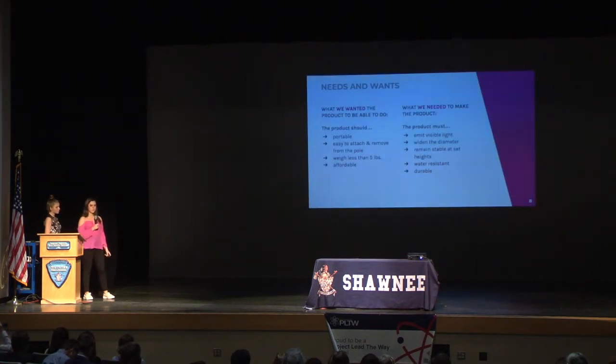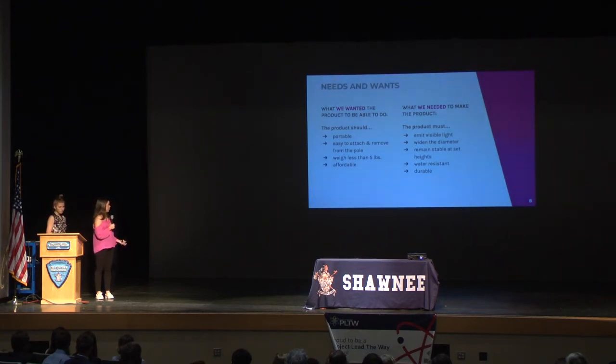So here are our needs and wants. We both agreed that it should be portable, better than carrying around the big cup, let's be honest. Easy to attach and remove from the pole, as I've repeatedly said. Way less than 5 pounds, and affordable. So this would be utilized by beginners, amateurs, and even experts, but it's more cost efficient for anybody to be able to get their hands on. We needed the product to emit visible light, widen the diameter, remain stable at set heights so you can adjust the diameter according to your own preference, be water resistant due to certain weather conditions, and be durable because you're carrying it around the entire day.